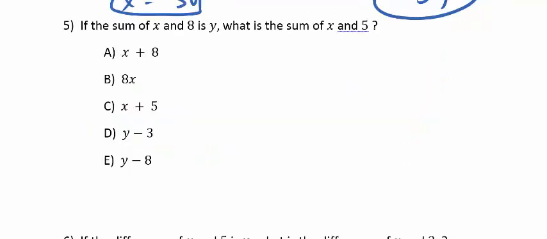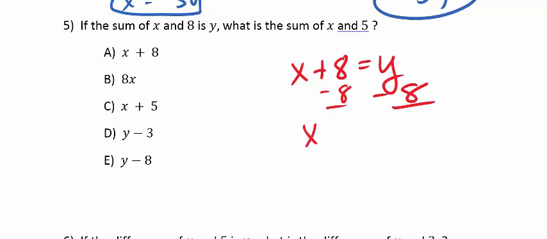Number 5, if the sum of x and 8 is y, what is the sum of x and 5? Well, let me go ahead and write the first part of the sentence. X plus 8, the sum means plus, is y. If I go ahead and solve for x, I want to subtract 8 from both sides, and so I'm going to get x is equal to y minus 8.